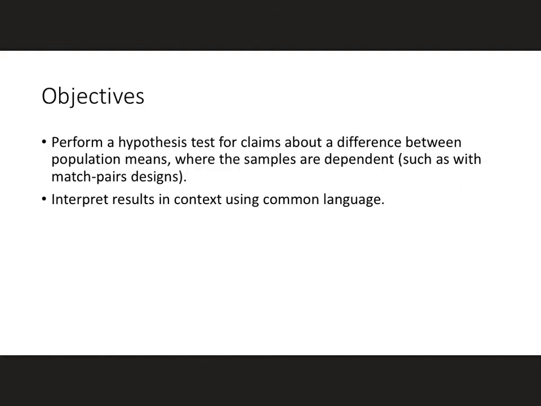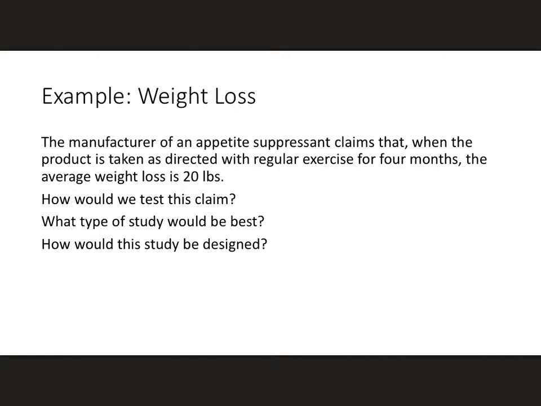The objective here is to perform a hypothesis test for claims about a difference between population means where the samples are dependent, such as with matched pair designs. And you'll be able to interpret your results in context using common language. Let's begin by looking at the weight loss example.